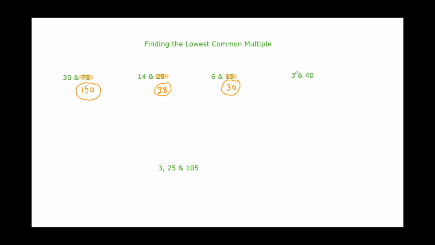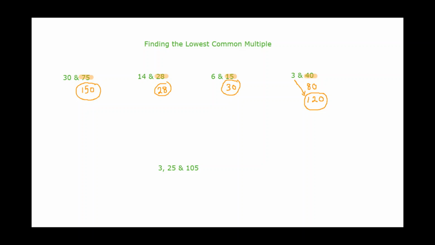Now let's come over here and look at 3 and 40. Again, focusing on the larger number. First question to ask is, will 3 go into 40? And the answer to that is no. So we're going to start going up the 40 times table. So 2 times 40 would be 80. 3 will not go into 80 because 8 plus 0 is 8, which isn't in the 3 times table. The next multiple in the 40 times table would be 120. And 1 plus 2 plus 0 is 3. So 3 will go into 120. So your lowest common multiple for 3 and 40 is 120.